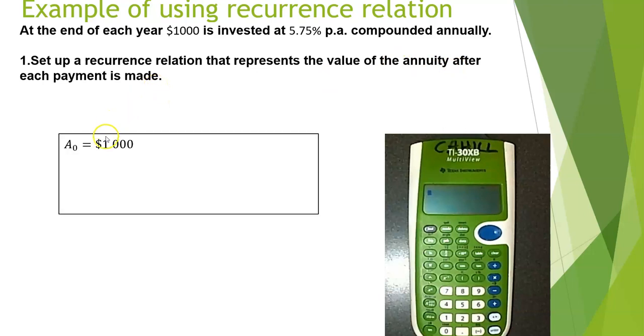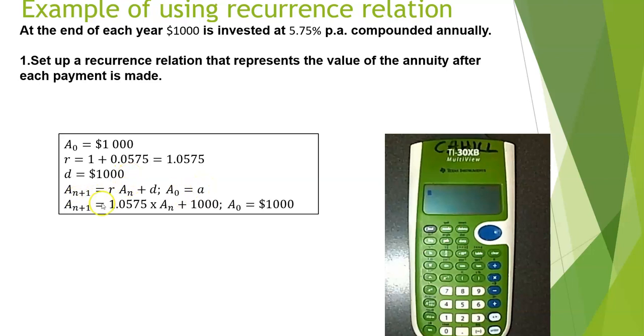So we start by writing down what we know. A_0 is 1,000. Our R is 1 plus 0.0575, so I've changed that into a decimal. It's compounded annually, so I don't have to divide by any number for the per period. So my R value is 1.0575. I'm making regular payments of $1,000. Here's my general formula, and then I've substituted in: my R value times A_n, plus my repayment of D, and where I'm starting.